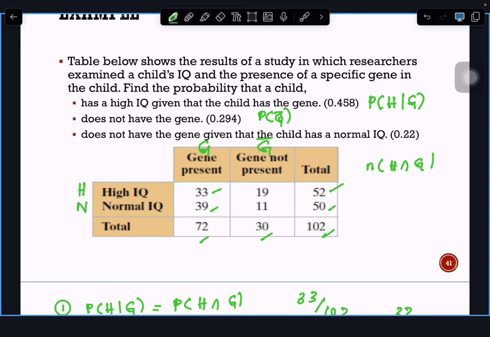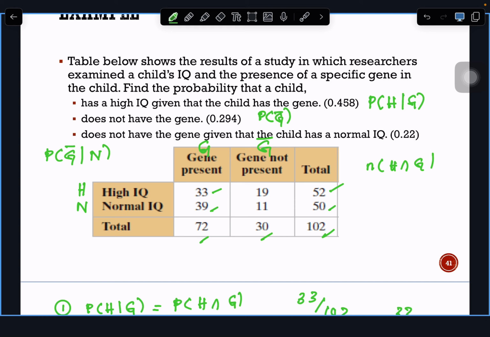Okay. Third one, does not have the gene, which is P(G bar), given that the child has a normal IQ. Capital N. So if capital N, which row do you want to ignore? Just look at here, right? So our answer is 11 over 50. Correct? Can you see 11 over 50 there? Yes, that is conditional probability.